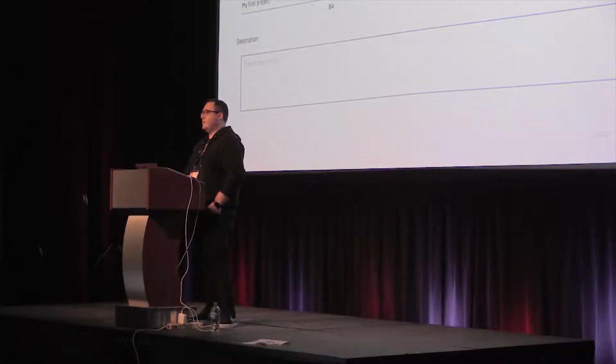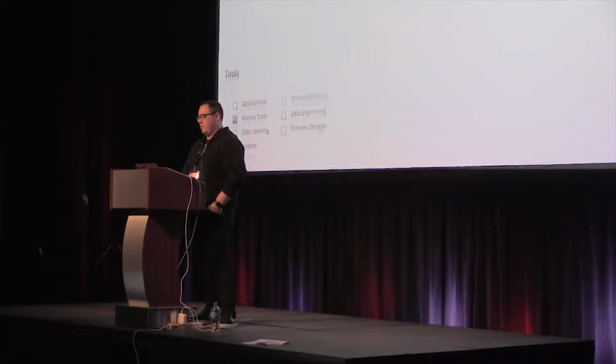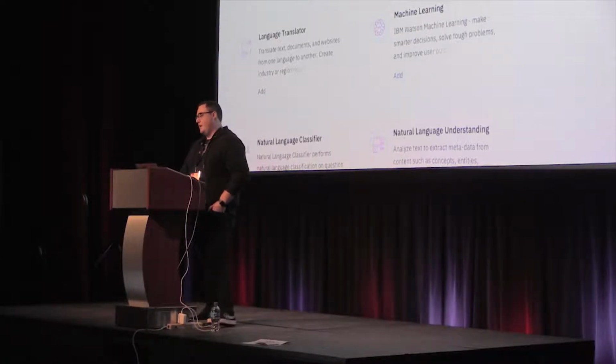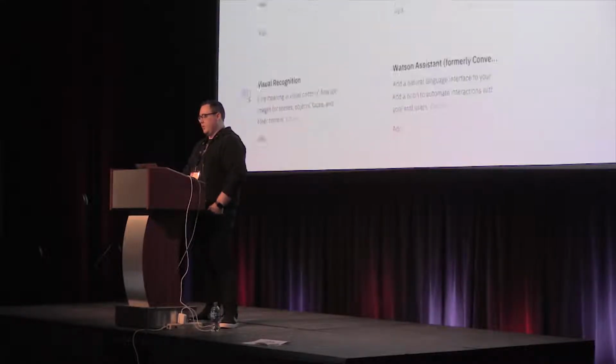So in the Settings tab, scroll down about halfway, and you'll see Associated Services. Then click Add Service, and select Watson. And then after that, scroll down towards the bottom, and you'll see visual recognition. Click Add.